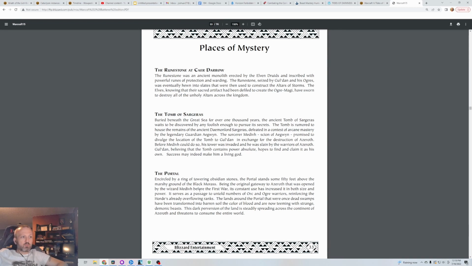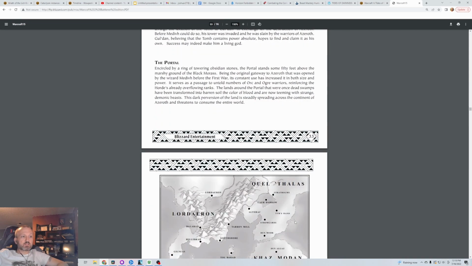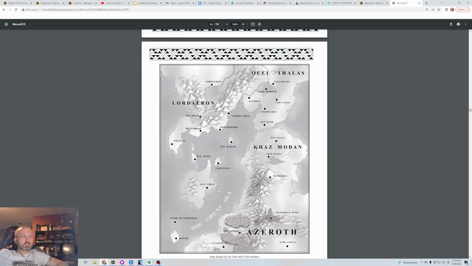And then there's the Dark Portal. At this point, just called the Portal. Eventually, that will become our Dark Portal. That is the goal of the humans, to destroy this and close it down as best as they can. We get a nice map. This is pretty accurate for the most part, even to this day.